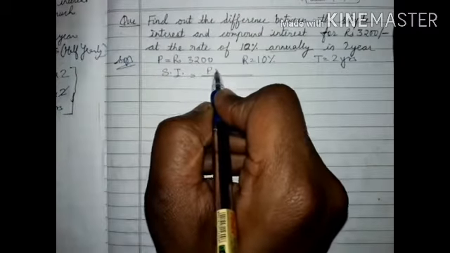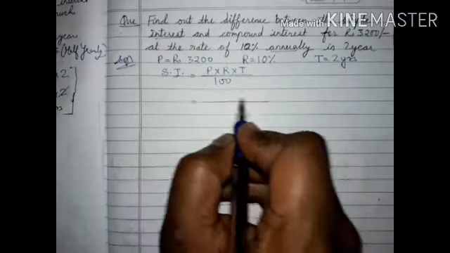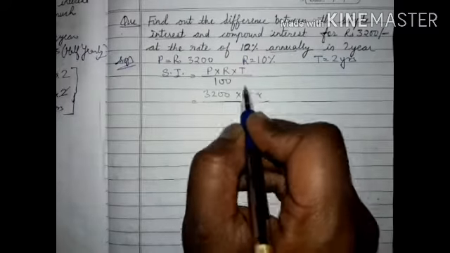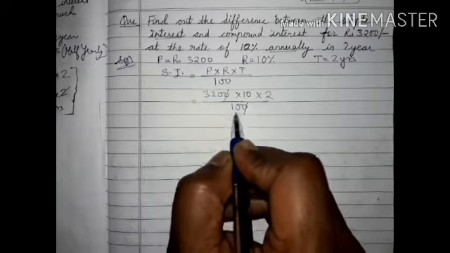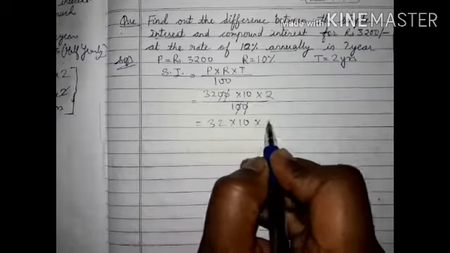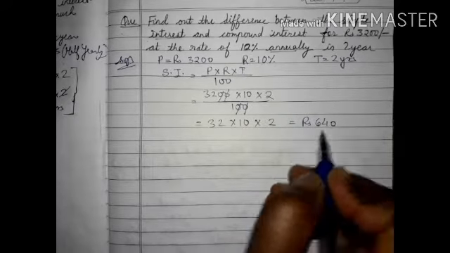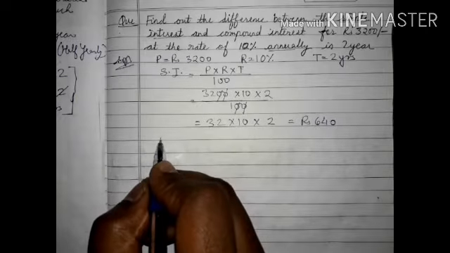Simple interest formula is principal into rate into time upon 100. The principal 3200 multiplied by 10, rate, multiplied by 2, time, upon 100, 0 0 cancel, 0 0 cancel. 32 multiplied by 10 multiplied by 2. So the answer is 640. Then after that we will find compound interest.